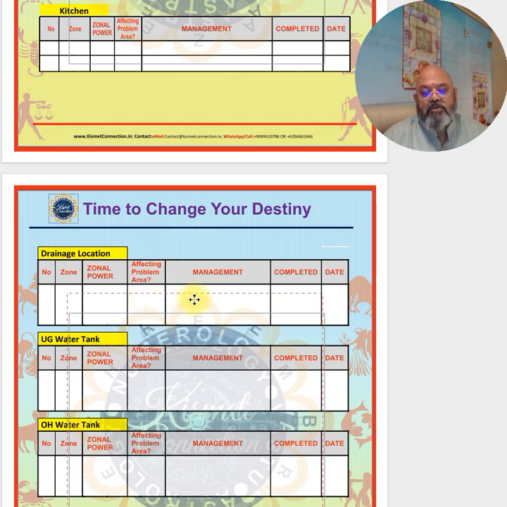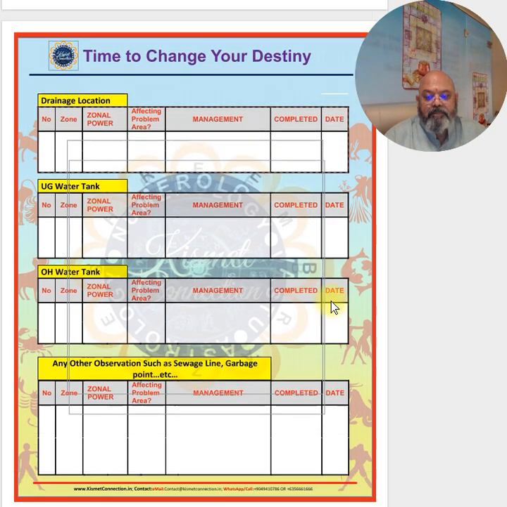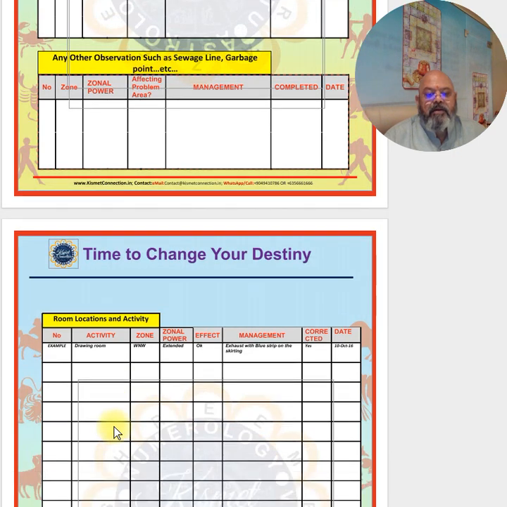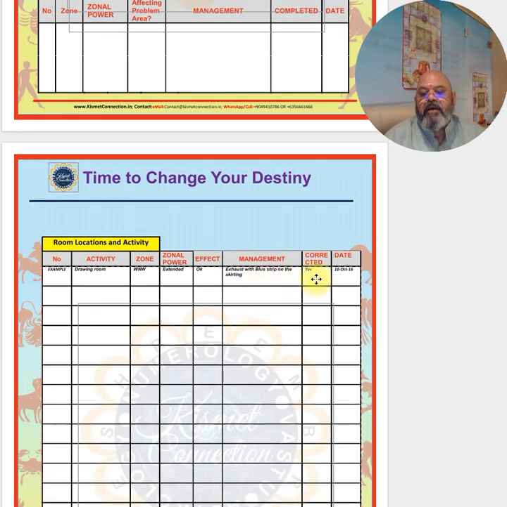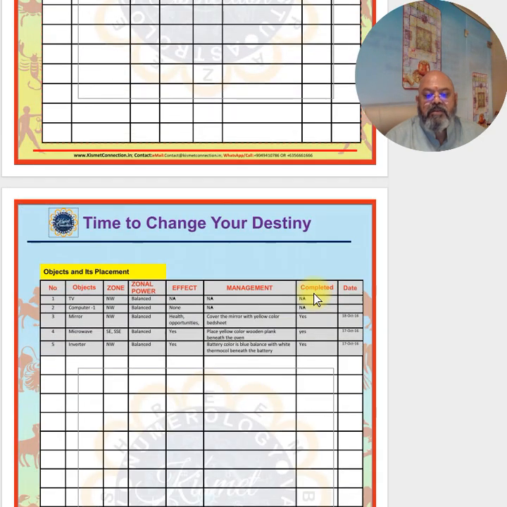Management means what sort of solution to provide, when it's completed, and the date. Similarly, any other observations such as sewage line, garbage point, etc. Room locations and activity. So here it goes like, for example, drawing room, which direction, zonal power, extended effect, exhaust with the blue strip on the skirting. So it's giving the effect, corrected yes, the date.